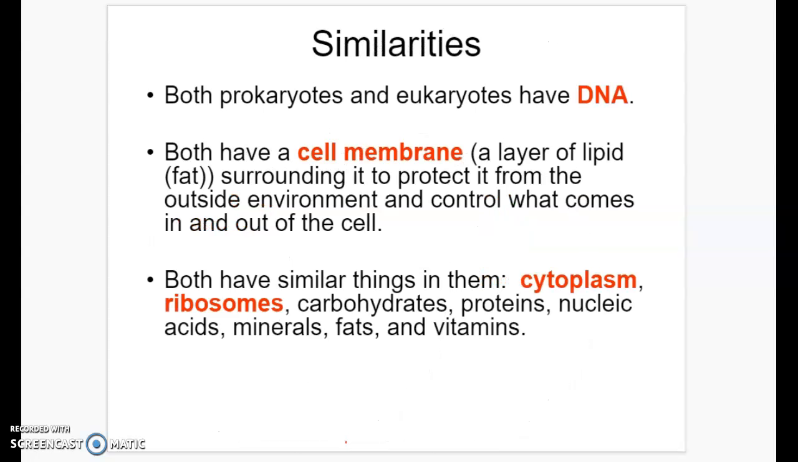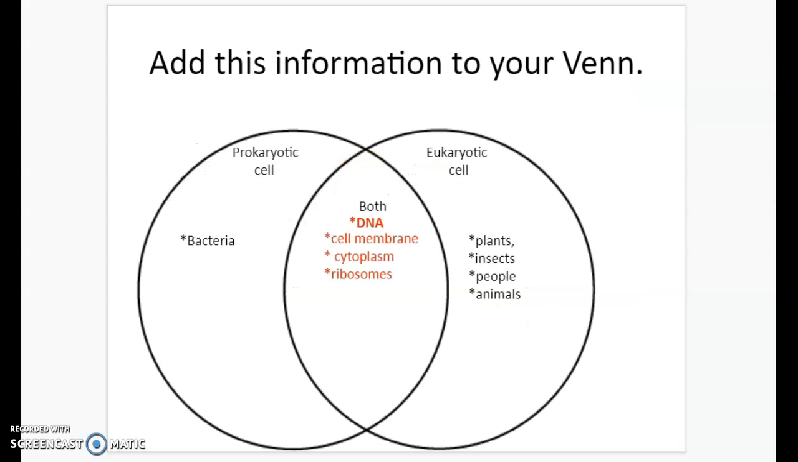So the similarities: both prokaryotes and eukaryotes have DNA. Both have a cell membrane, which is a layer of lipid fat surrounding the cell to protect it from the outside environment and control what comes in and out of the cell. And both have similar things in them like cytoplasm and ribosomes, carbohydrates, proteins, nucleic acids, minerals, fats, and vitamins. So we are going to add that to where it says both on our Venn diagram. Under both, you're going to write DNA, cell membrane, cytoplasm, and ribosomes.